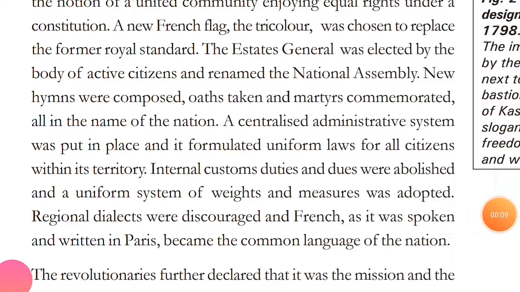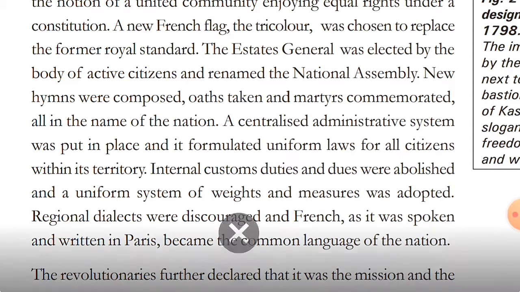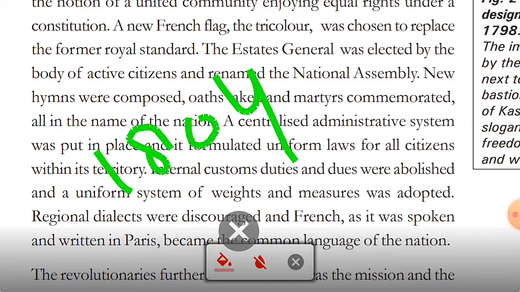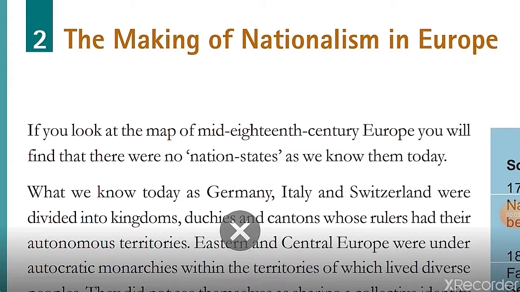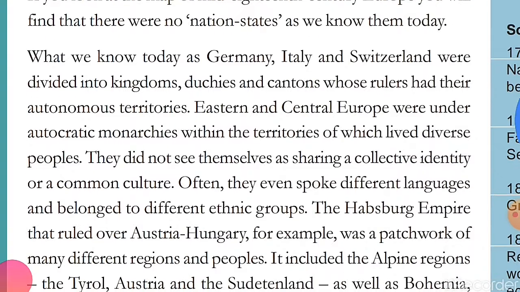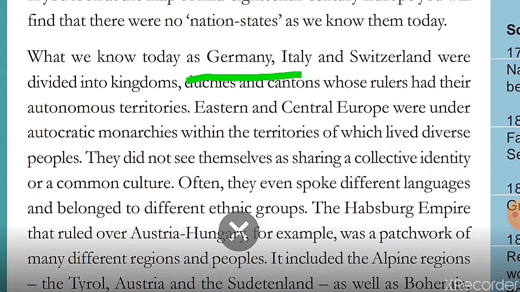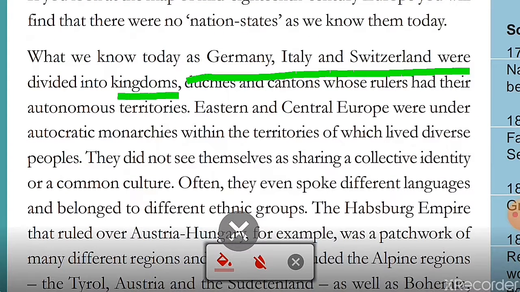Now the second point will be here: democracy destroyed in France by Napoleon. The Civil Code of 1804, known as the Napoleonic Code, did away with all privilege based on birth, established equality before the law, and secured the right to property. Now the new topic is the making of nationalism in Europe. Here you will find Germany, Italy and Switzerland were divided into kingdoms, duchies and cantons, whose rulers had their autonomous territories.